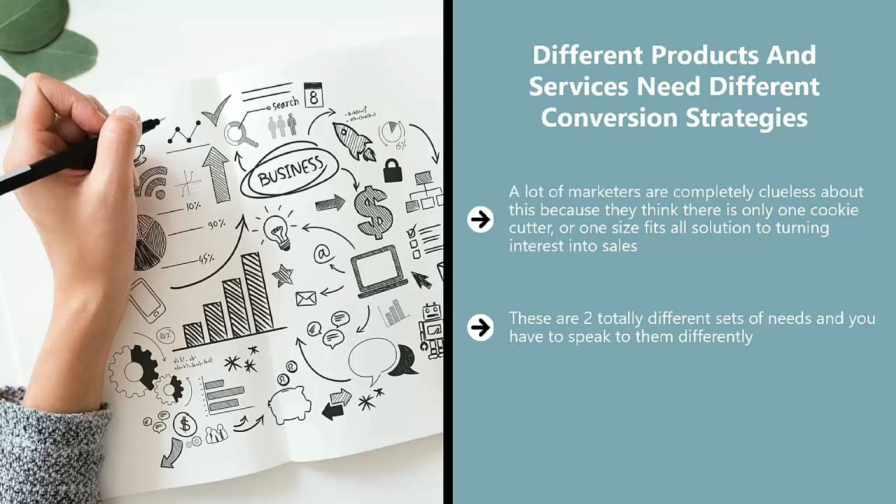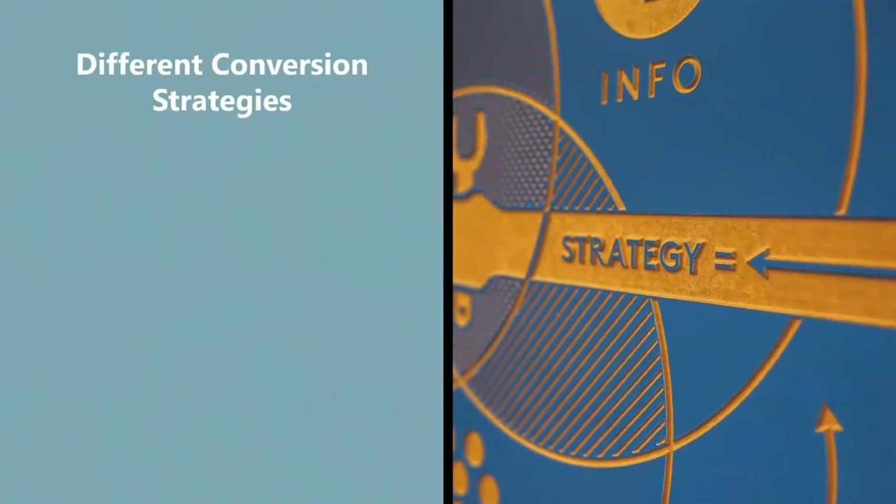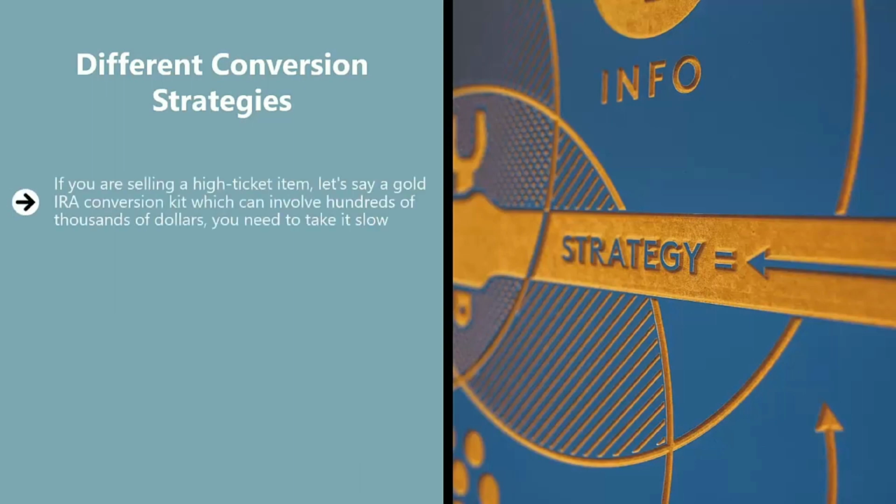In other words, your strategy has to fit the outcome you are looking for. There is no such thing as a one-size-fits-all conversion strategy. Different conversion strategies. If you are selling a high-ticket item, let's say a gold IRA conversion kit which can involve hundreds of thousands of dollars, you need to take it slow.